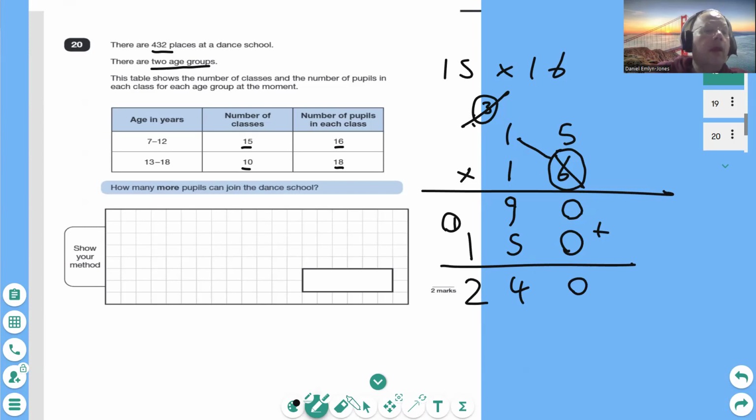Yes. Okay, good. So that's 7 to 12 are 240 pupils. Obviously, you do that nicely.